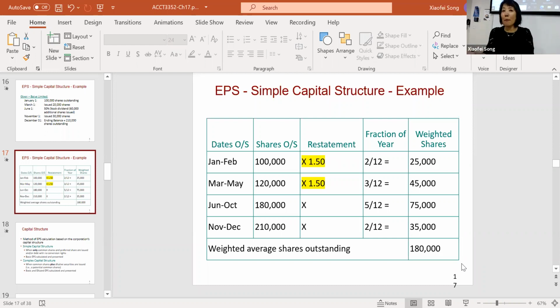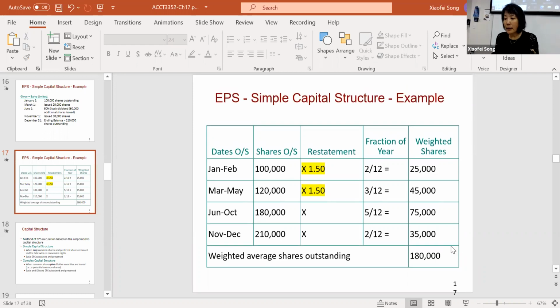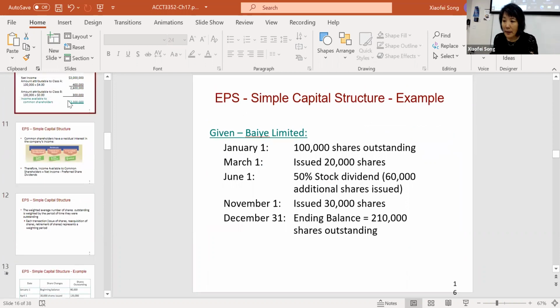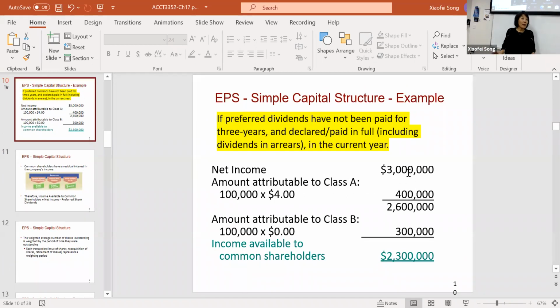When in doubt, go back to the basics, right? We're talking about the earnings per common share. So does earnings attributable to non-controlling interest belong to the common shareholders? No, no. So how does it fit in our calculation? This is how it fits. In this example, this income is the income attributable to the shareholders. The earnings attributable to non-controlling interest is already excluded.